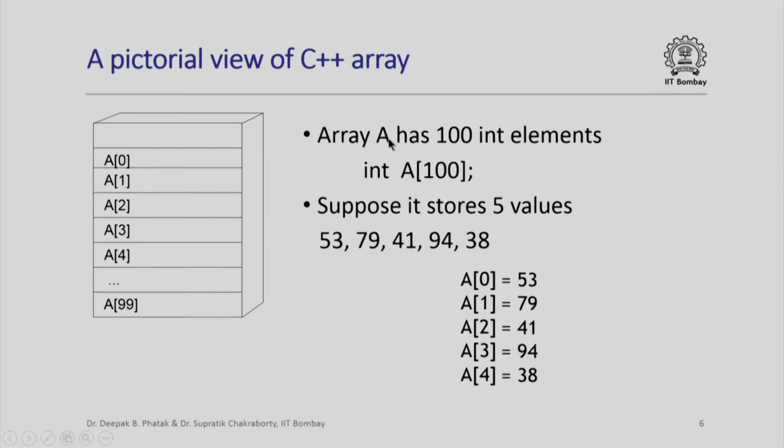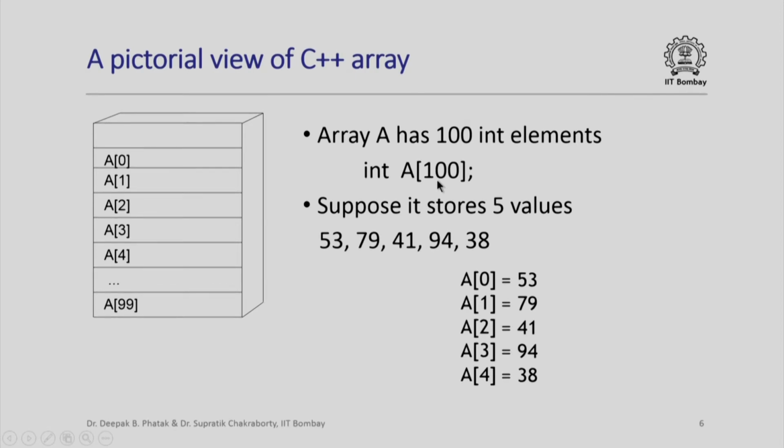If I declare an array A as int A[100], then it would be allocated consecutive memory locations, but the very beginning element will be A[0], then A[1], A[2], A[3], etc. Suppose the array stores 5 values in its first 5 locations, then effectively it means that A[0] contains 53, A[1] contains 79, etc. At this point, please also note that the value 100 appearing in the declaration is not an index. It is actually the size of the array.